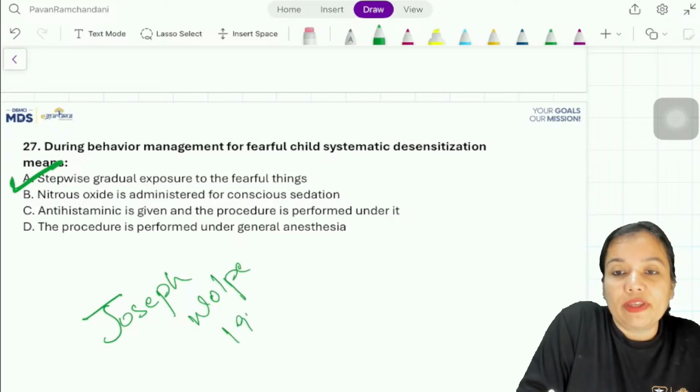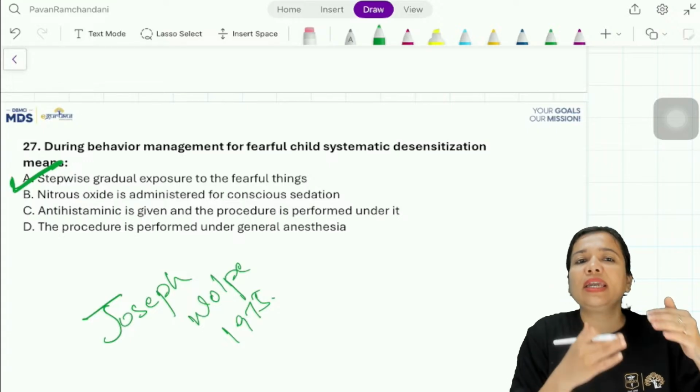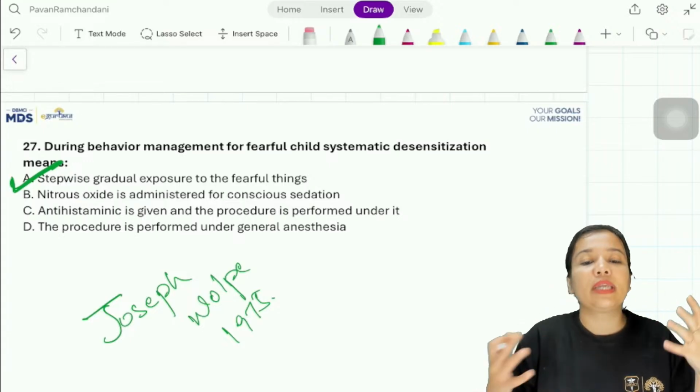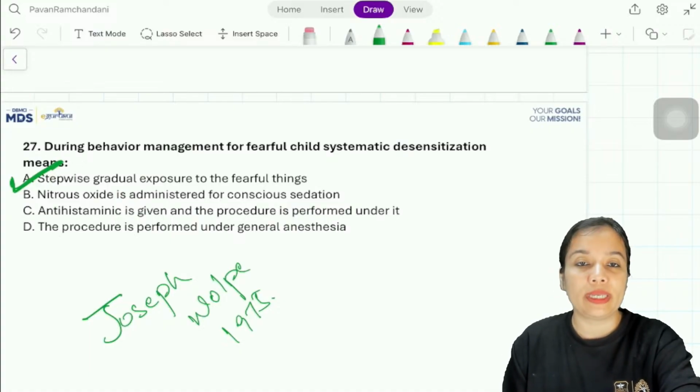In the year 1975, and it works on the principle of classical conditioning, that is slowly and steadily, the patient gets the hang of the dental treatment, and eventually he cooperates.